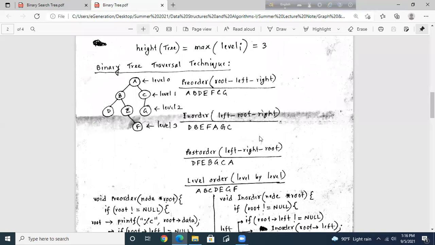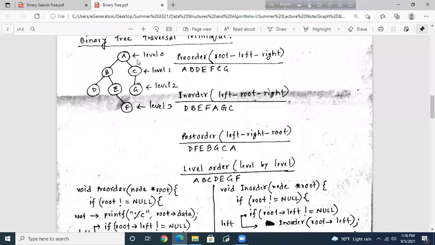In the level order, you have to traverse the vertices by level. Here we have level 0, level 1, level 2, level 3. At level 0, I have A. Since level order is level by level, at level 0 I write A. In level 1, I have B and C. In level 2, I have D, E, G. In level 3, I have F.